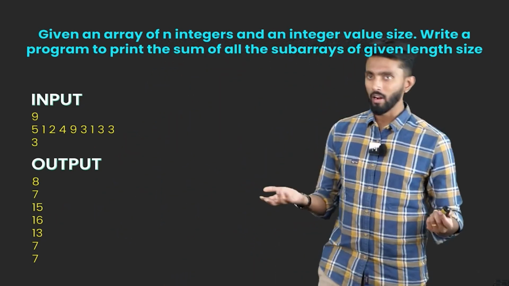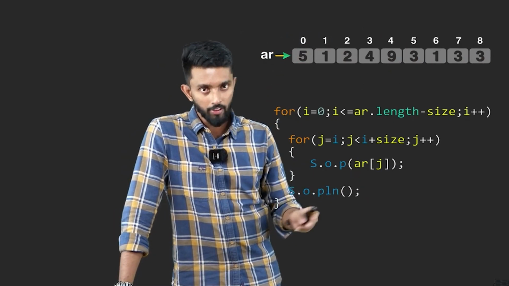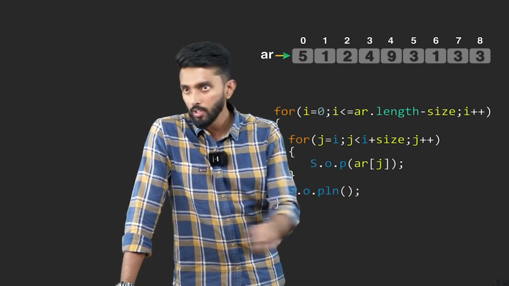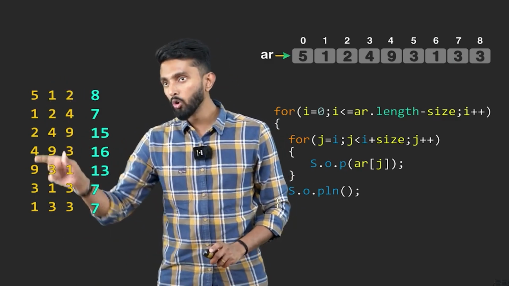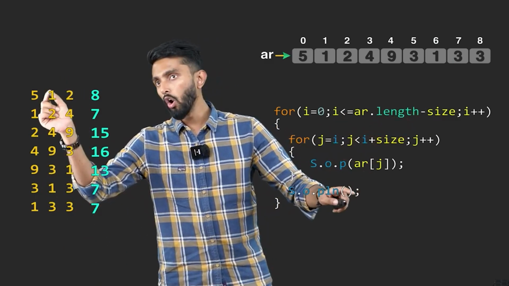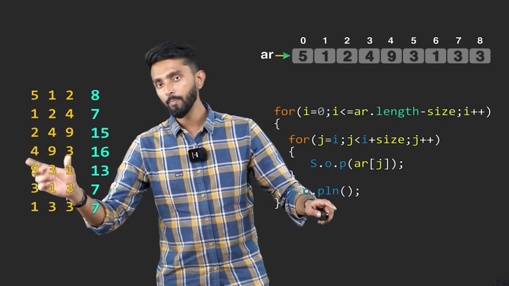Now, you may ask, we didn't understand this. Try to understand. This is my array, the same array. Next, this is the code to print that we just did. Please understand, if this code executes, this will be the output. Why is this the output? Because size is 3, all the subarrays have length 3.